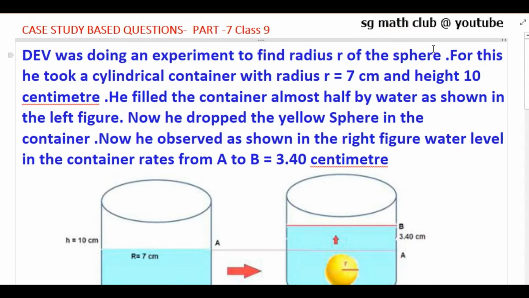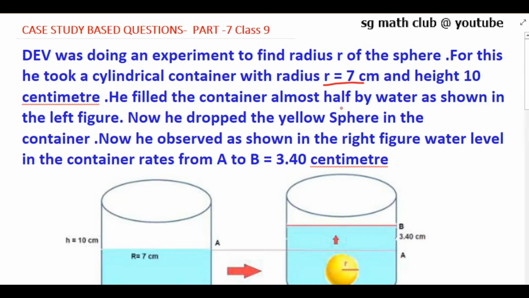Hello everyone. In today's video, we are going to discuss a case study based question for class 9 from the chapter Surface Area and Volume. So it goes like this. Dave was doing an experiment to find radius r of the sphere. For this, he took a cylindrical container with radius r equal to 7 cm and height 10 cm.